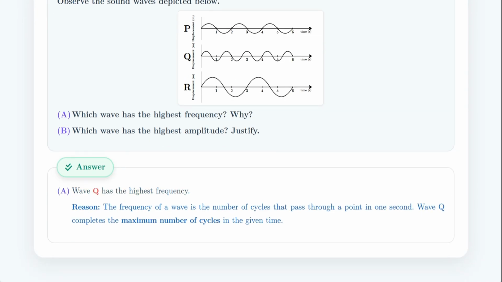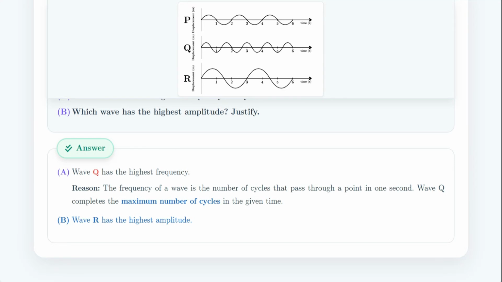Let's understand the reason. The frequency of a wave is the number of cycles that pass through a point in 1 second. If you look at the time axis, in the same 6-second window, wave Q is packed with the maximum number of cycles compared to P and R. More cycles in the same time means a higher frequency.